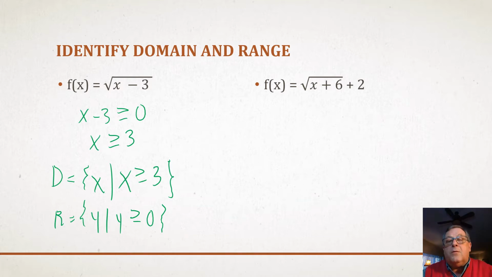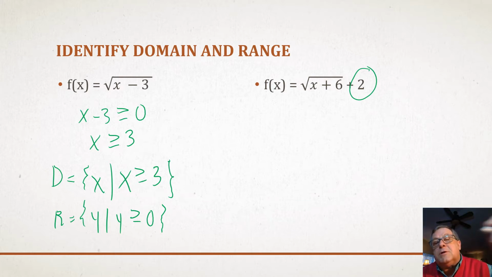Now, that's not always going to be the case for the range, as we're getting ready to see here in the next example. So here we've got f of x equals the square root of x plus 6, and then plus 2. Well, that plus 2 is a vertical shift, and that's going to change the range from greater than or equal to 0 to greater than or equal to positive 2.